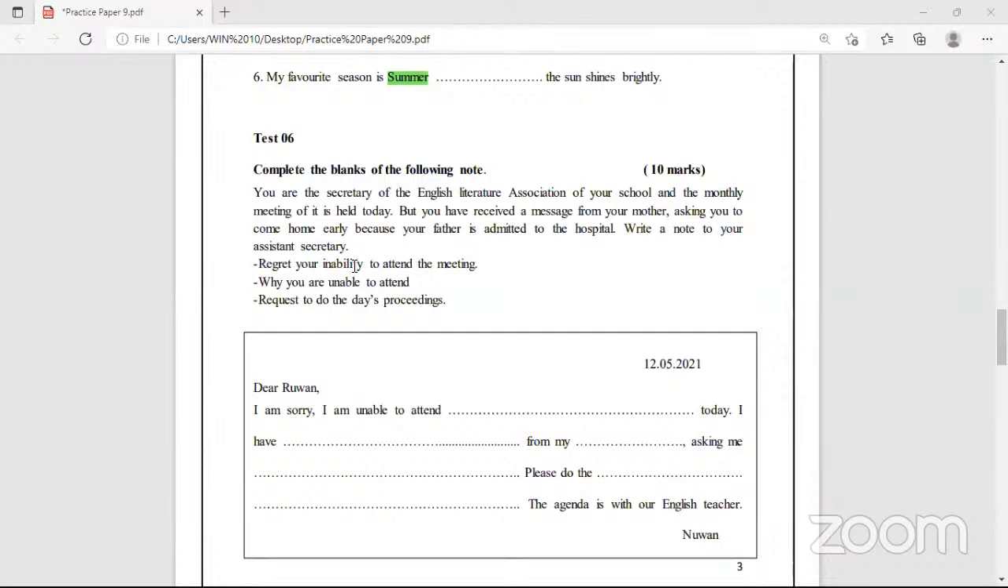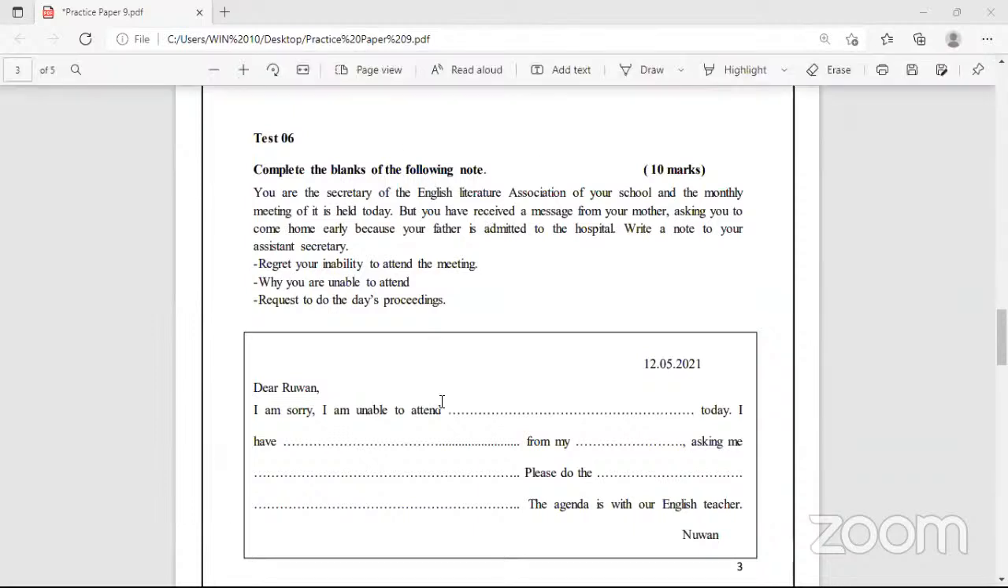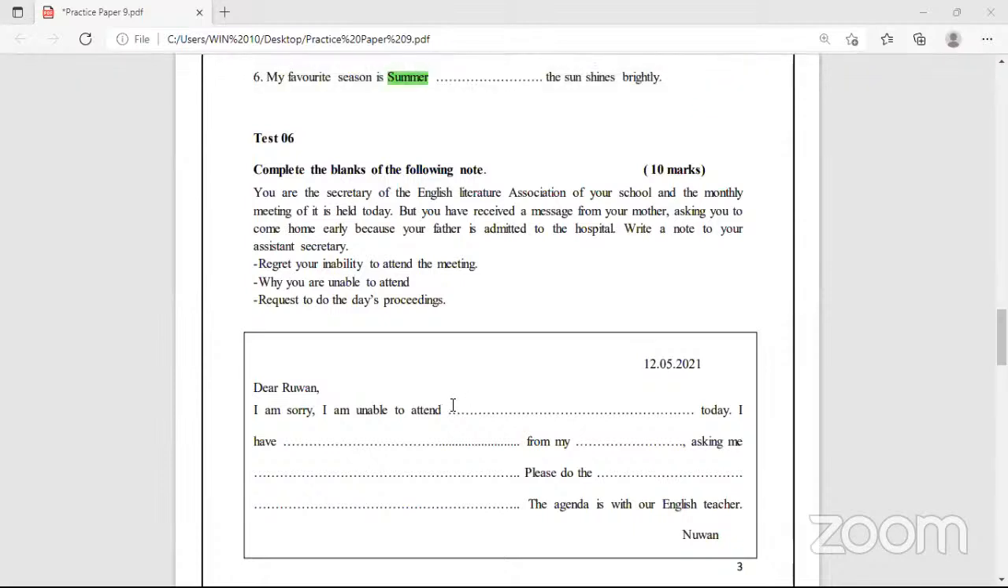First, you have to regret your inability to attend the meeting. Then, why you are unable to attend? You have to write the reason. And request to do the day's proceedings. You have to ask the assistant secretary to carry out the day's work. Right. So, let's go to the answers. Dear Juan, I'm sorry, I am unable to attend the meeting.